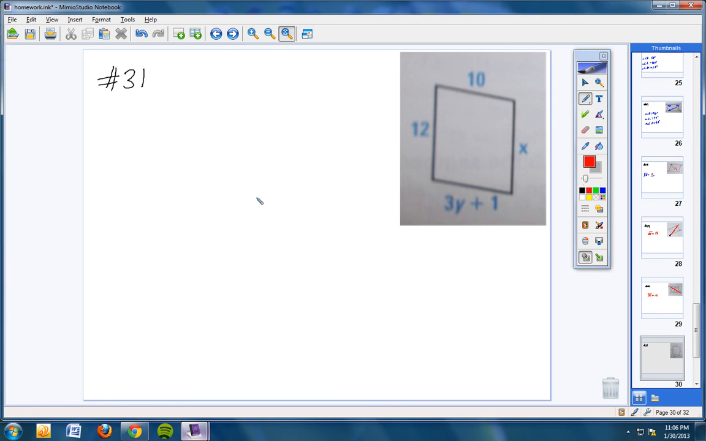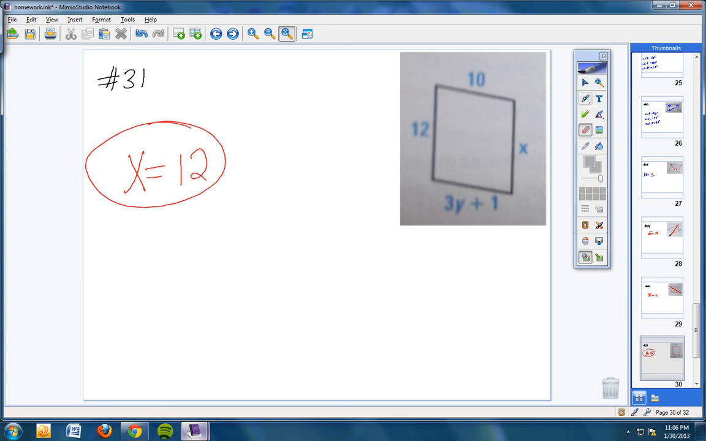It's just not that difficult, okay? All right, find the values of x and y in the parallelogram. Let's start with number 31. All right, we have a parallelogram, and so we know we can set opposite sides equal. So we know this side right here equals this side here. So obviously x equals what? 12. Pretty simple. All right.